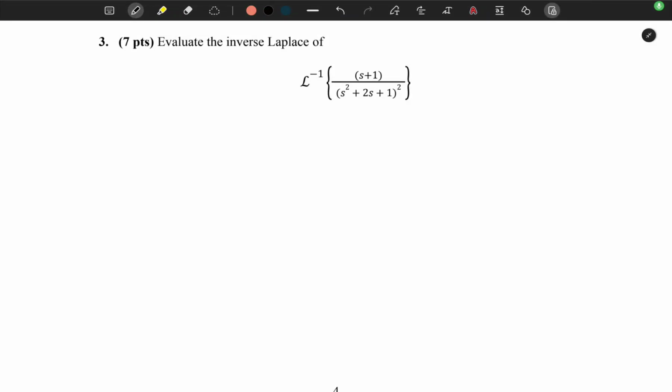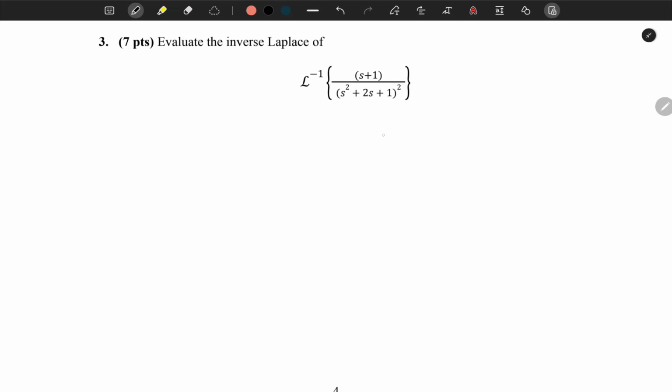Question 3 of the MTH312 Midterm 2 says: evaluate the inverse Laplace of (s plus 1) over (s squared plus 2s plus 1), all of it squared. So how do we solve this question? Well, the first thing that we should do is try simplifying whatever this is.